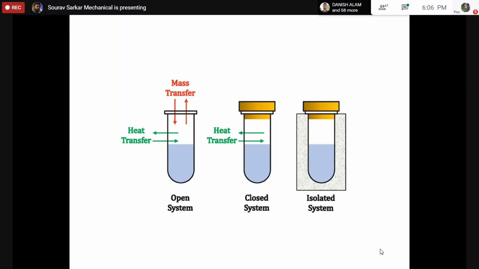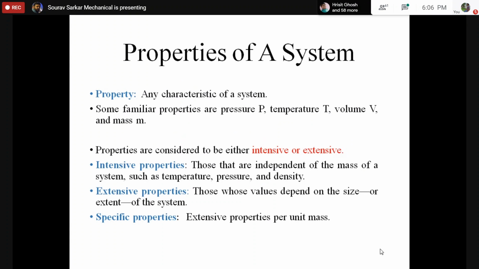So what we learned till now is that a system can interact with the surrounding in two ways. One is mass transfer, and one is heat or energy transfer. Based on that, we defined the system as an open system, closed system, and isolated system. Then we discussed the properties of a system, and there are two types: intensive and extensive properties.